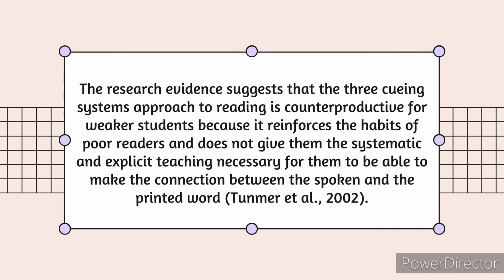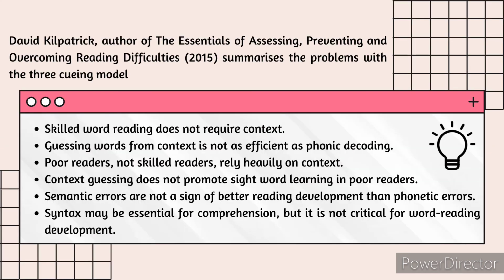The research evidence suggests that the three cueing system approach to reading is counterproductive for weaker students because it reinforces the habit of poor readers and does not give them the systematic and explicit teaching necessary for them to be able to make the connection between the spoken and the printed word.